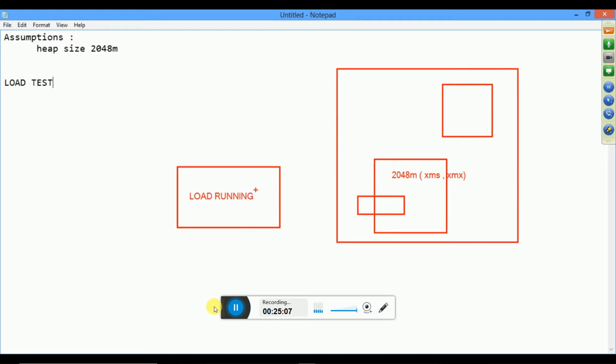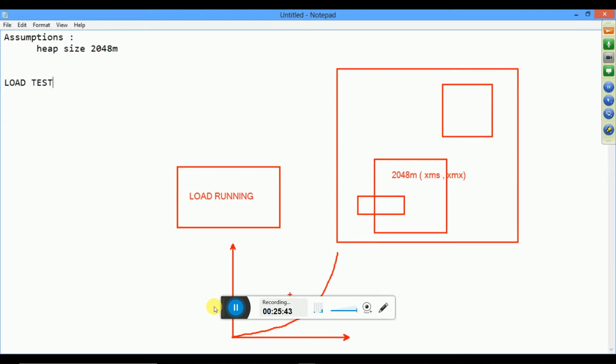These are the basic assumptions: the heap size is 2048, I'm having 2 processors on this system, and 50% of the RAM on the system is free. I started testing it. Now, LoadRunner can increase the load continuously, constantly. So let's say you have tested it for a couple of days and as time increases, you keep increasing the load slowly.